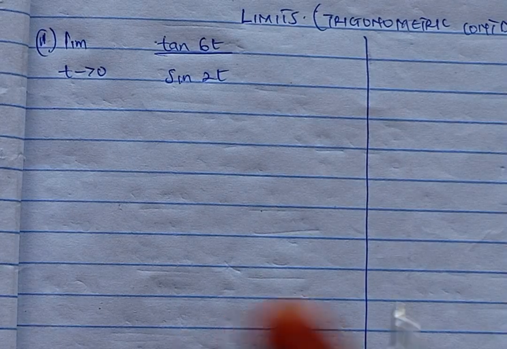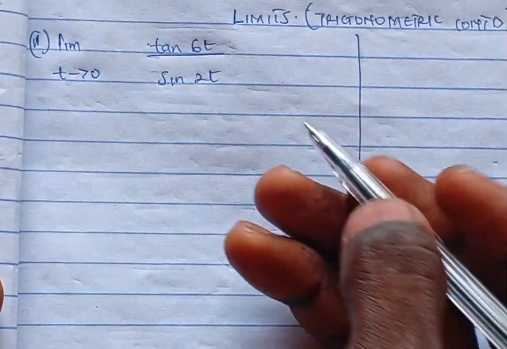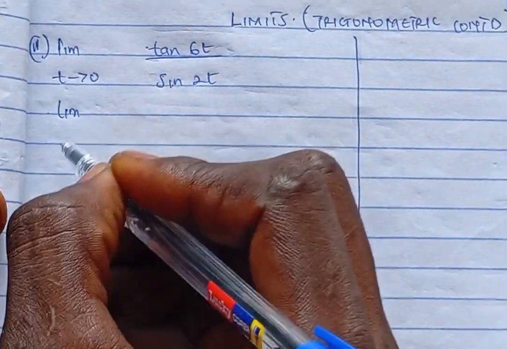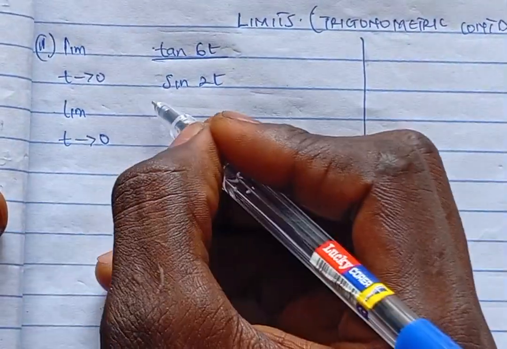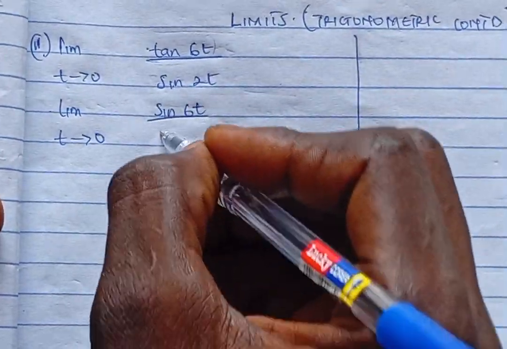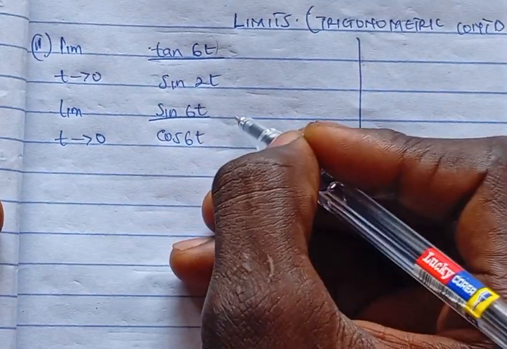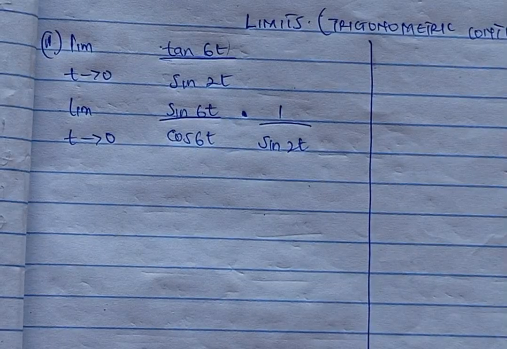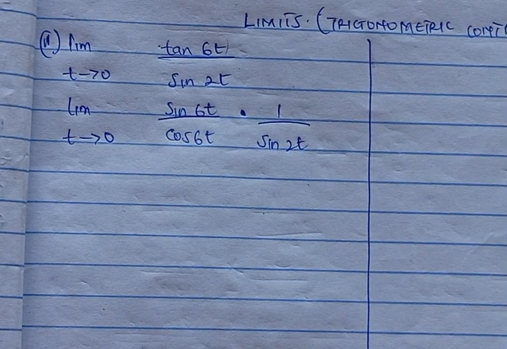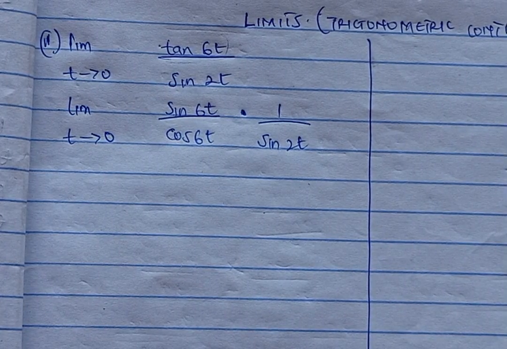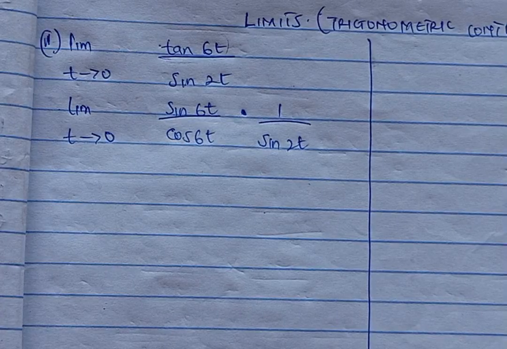Now how will you solve this? We have tan 6t, we have sine 2t. What are we going to do? The limit as t tends to 0 of tan 6t, I can say, is sine 6t over cos 6t, multiplied by 1 over sine 2t. I've split it because I'm allowed to split it according to the properties of limits.